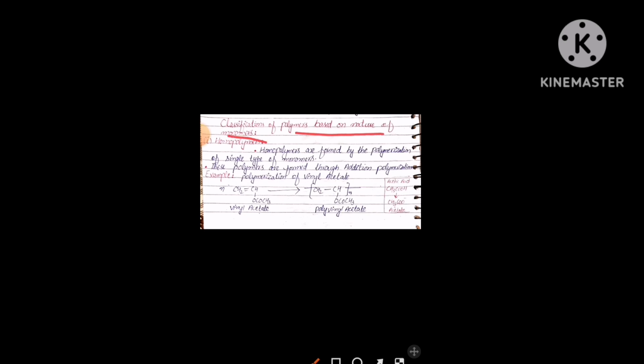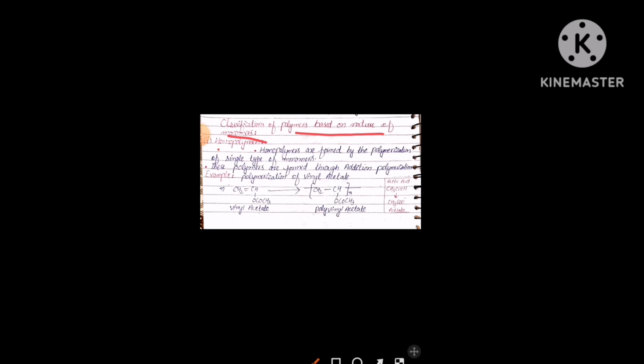We are studying a course Organic Polymer and today our topic is classification of polymers based on nature of monomers. Students, on the basis of nature of monomers, polymer can be further subclassified into three main types. One is the homopolymer, second is copolymer, third one is terpolymer. So, we will discuss each type of polymer on the basis of its nature one by one.